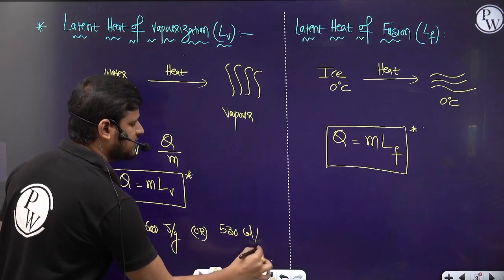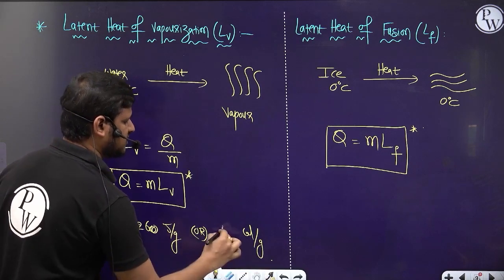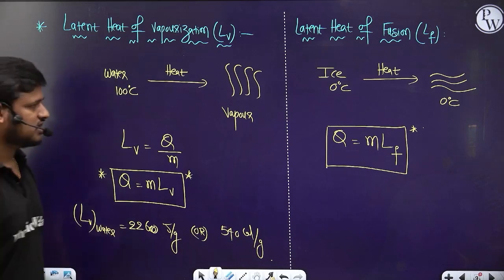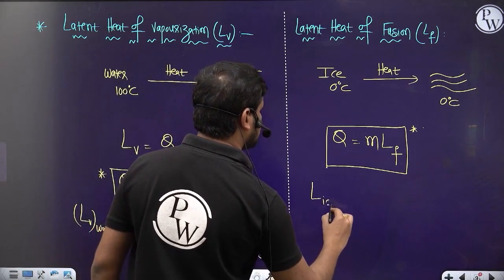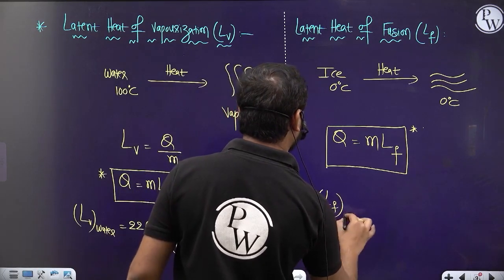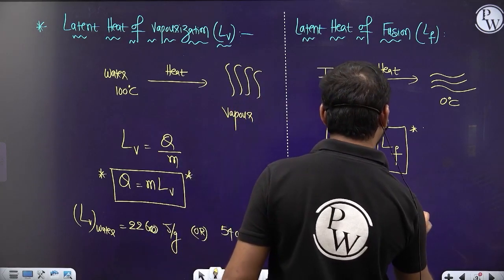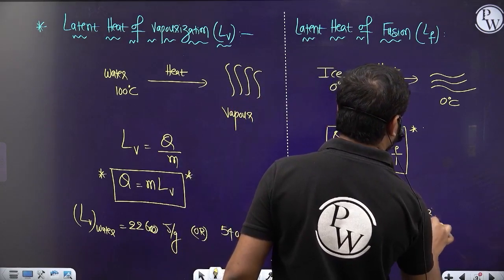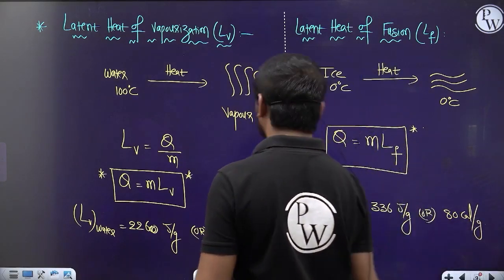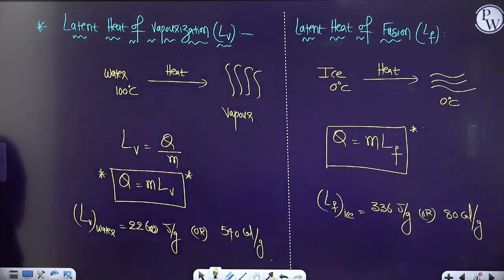This is calorie per gram. So 530, or you can take 540 also. Approximately something around 530, 540 it will be. Done? So this is for the water. And for ice also, you can write the latent heat of fusion. So the LF for ice is 336 joule per gram, or 80 calorie per gram. So these values you should remember.